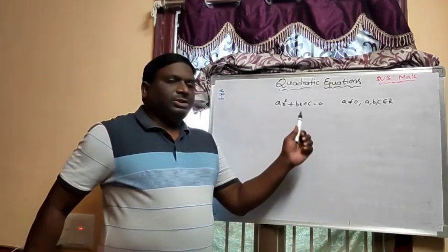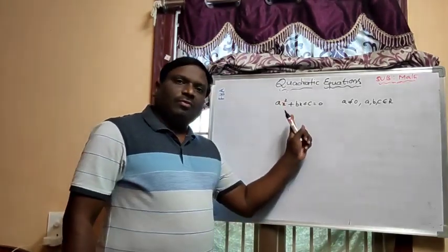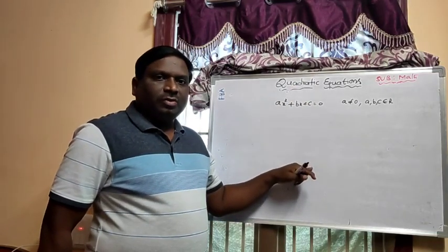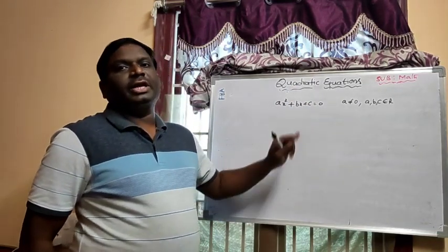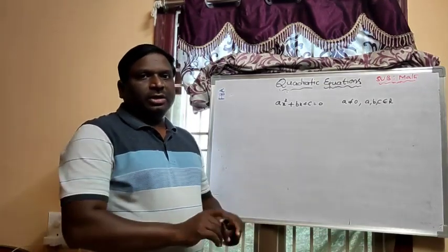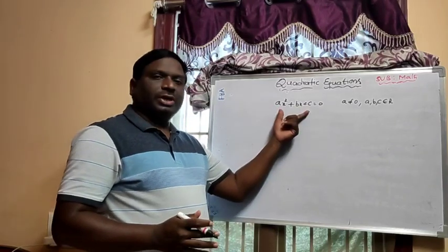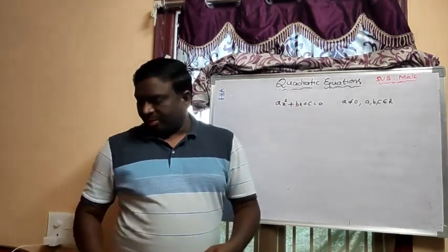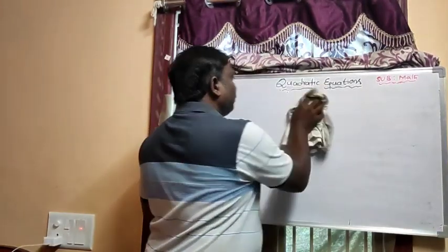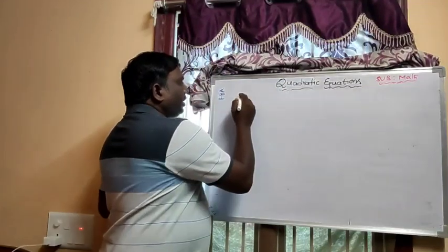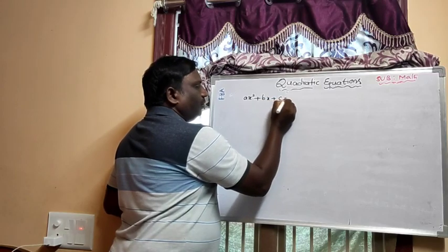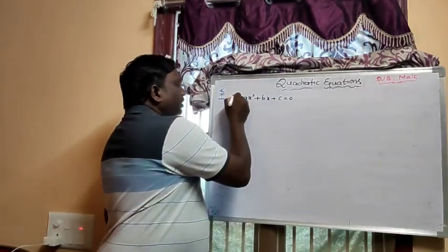So now this is the general form of a quadratic equation. From this general form, I will use the completing square method to find the solutions of a quadratic equation. That means I will find the formula. So we can find the solutions of this quadratic equation by using the completing square method. Later we'll discuss different models based on this completing square method. So now I'm taking ax square plus bx plus c equal to 0 as a quadratic equation.